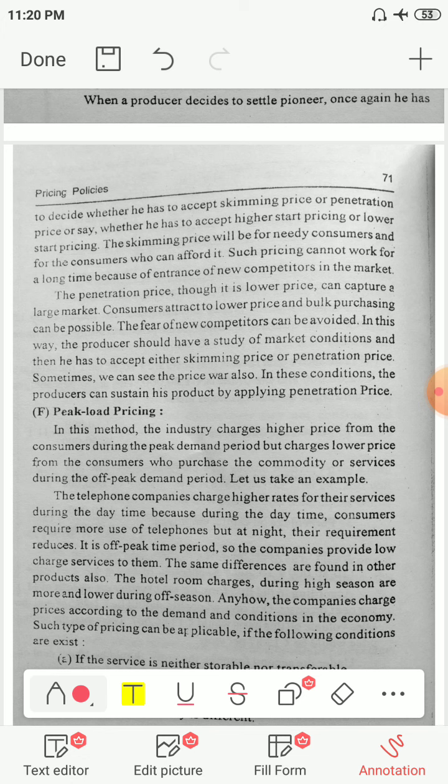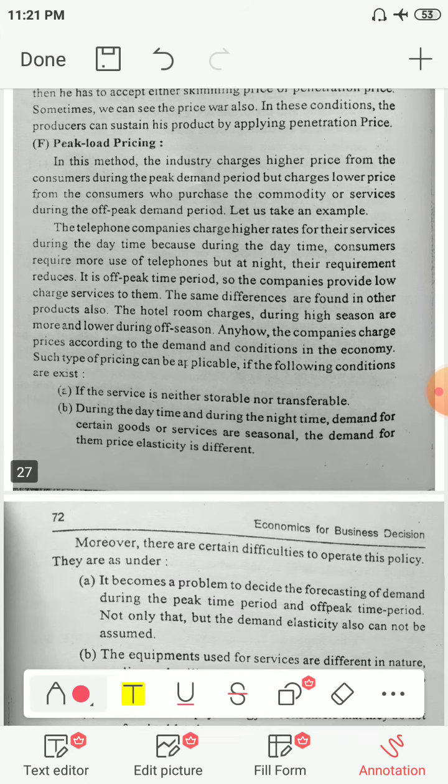So it totally depends on the circumstances whether to charge a high price or a low price, but whatever price you decide for the introduction stage, the pioneer stage, when you enter maturity, you have to reduce your price, whether it is skimming or penetration. In both situations, you have to reduce your price to increase your sales. That is all about multi-stage pricing.